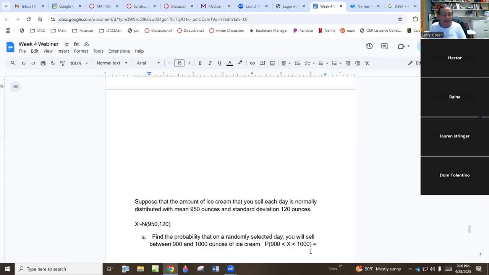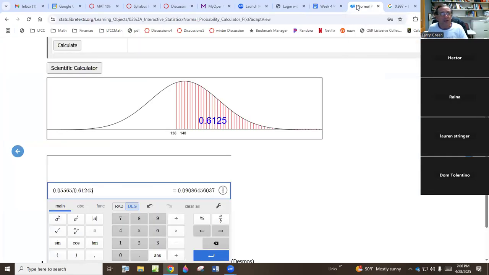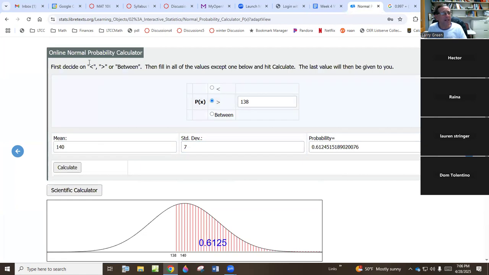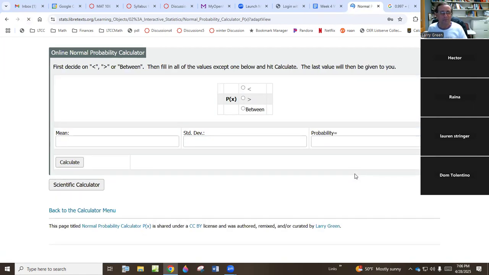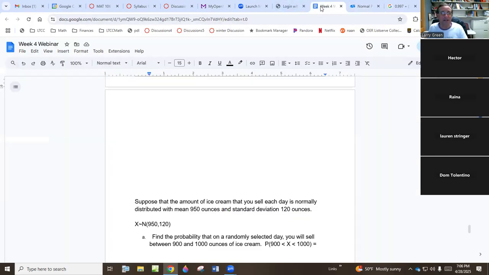Okay, again, we need a calculator for this. When you have all these numbers, what I usually like to do is just hit refresh, and that clears everything out. So which of the three: less than, greater than, or between, for what I want?